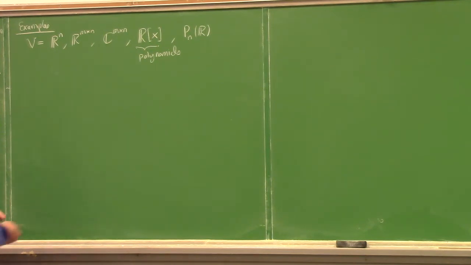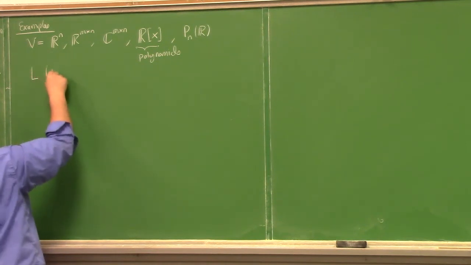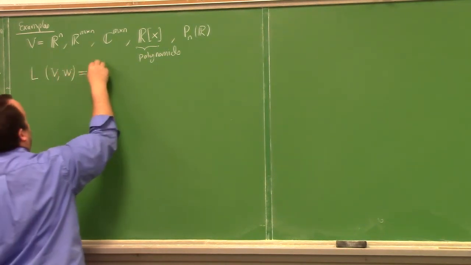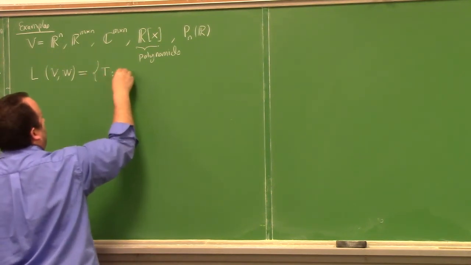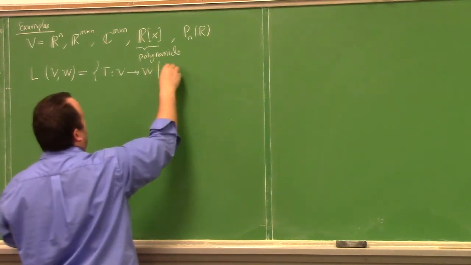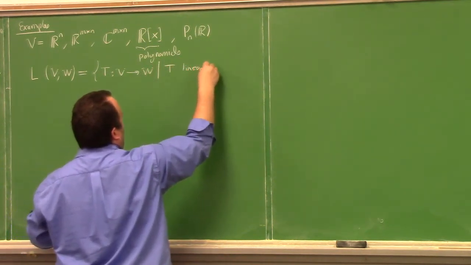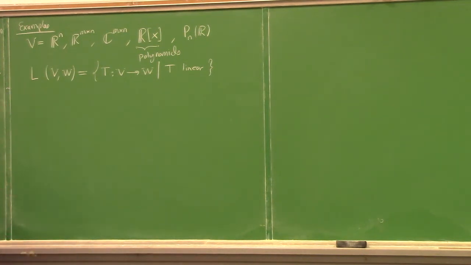A very interesting example of a vector space is if you say L of V, W equal to T from V to W such that T is linear. In other words, this is the set of linear transformations from a vector space V to a vector space W. This is also a vector space because you can add two linear transformations and still get a linear transformation. You can scalar multiply a linear transformation and still get a linear transformation. So this is also, yet again, a vector space. Now, the basis for each one of these things is rather different looking, right?